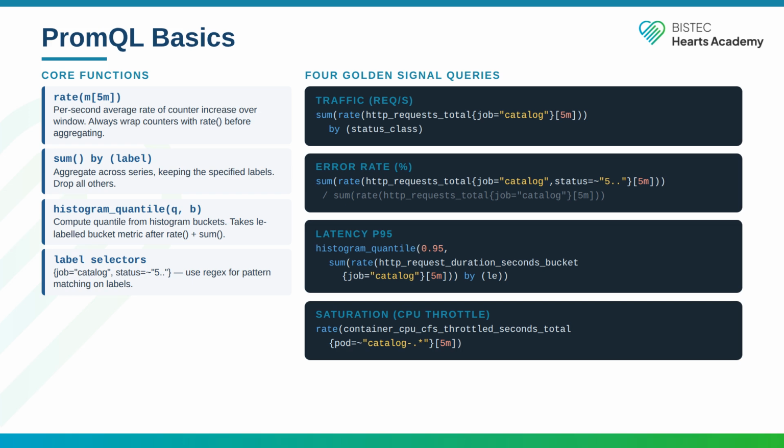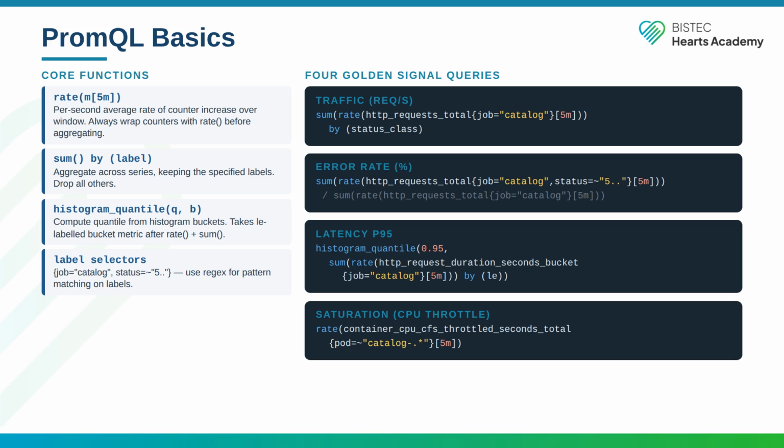Label selectors in curly braces filter which series you work with. job="catalog" selects only the catalog service. status=~"5.." uses a regular expression to match all 5xx status codes.